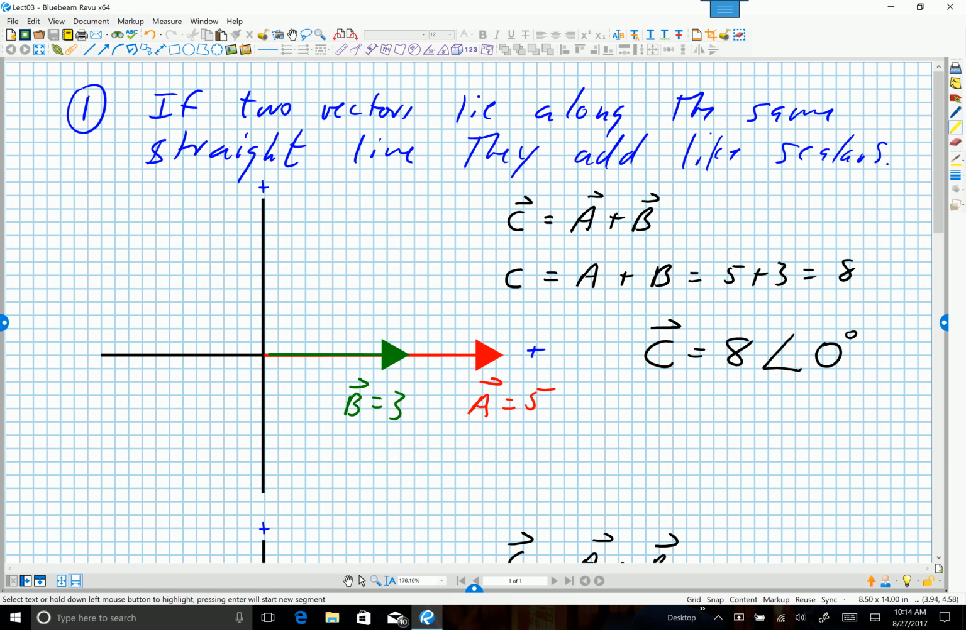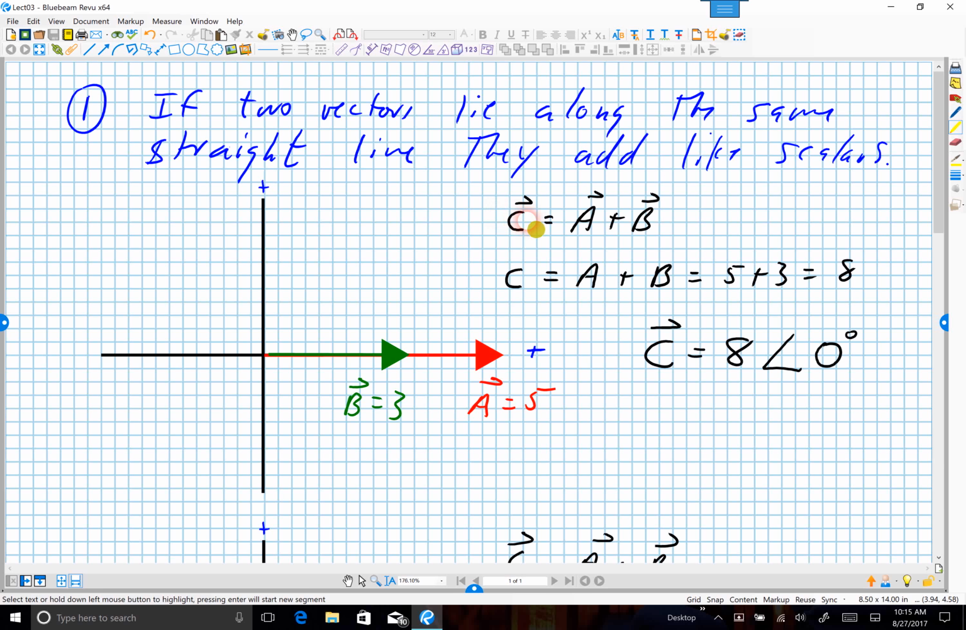And in this case, I'm using the standard lines, and that allows me to use this symbol when I get an answer, because this symbol only applies when I have the standard context, horizontal and vertical lines, with positive to the right, positive up, and 0 degrees is to the right.